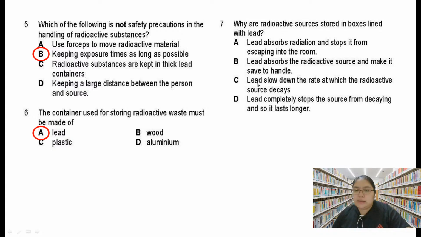C. Lead can slow down the rate. With its radioactive source, they cannot do that with lead. Okay, slowing down the rate is a moderator. Remember, there's graphite. Okay, D. Lead completely stops the source from decaying so it lasts longer. No. Okay, this one is not the lead box function. So the answer should be A.